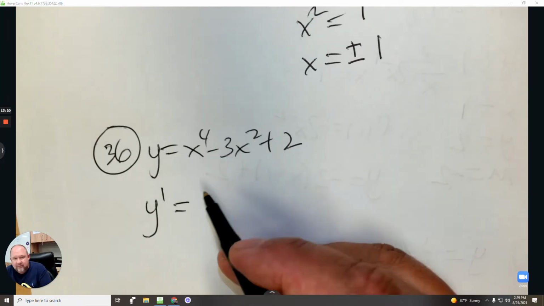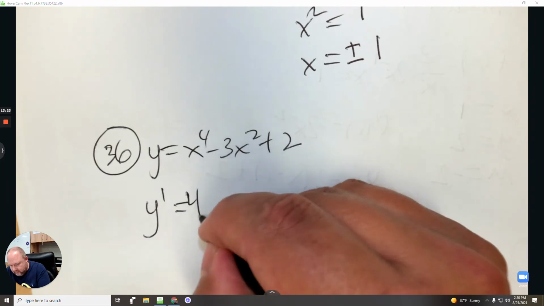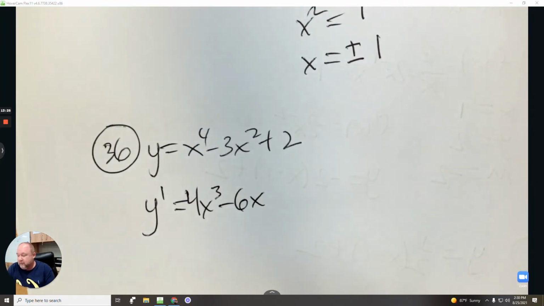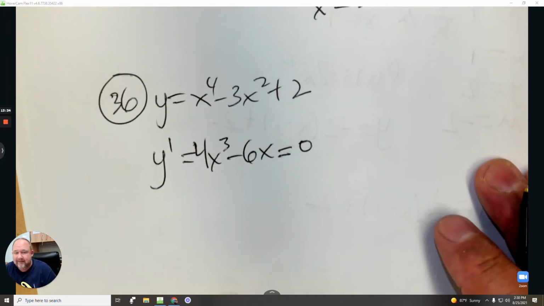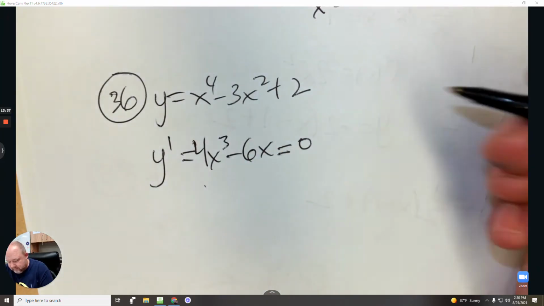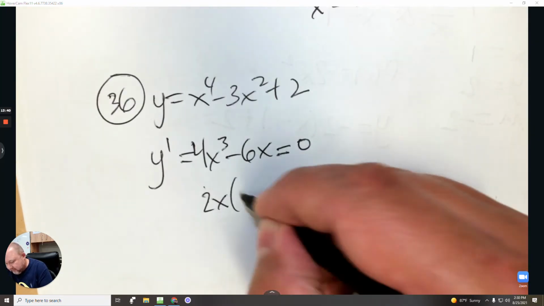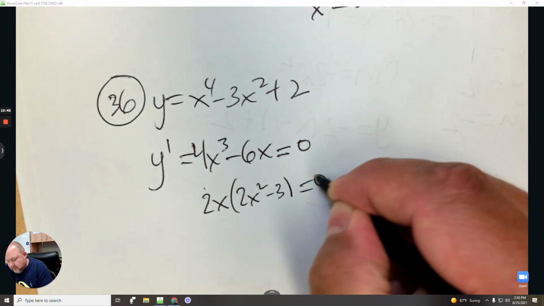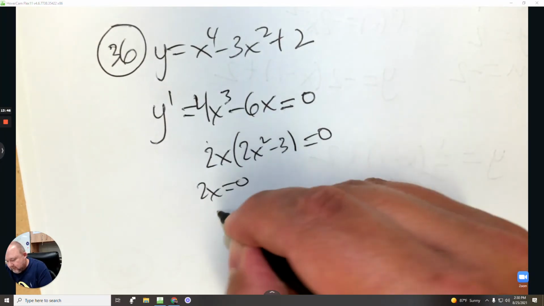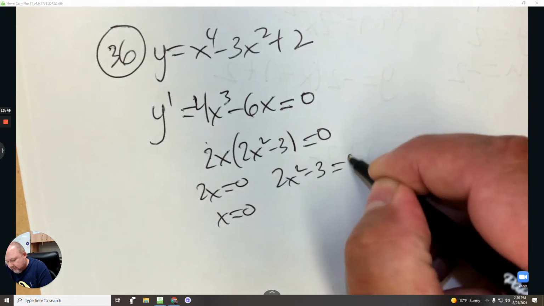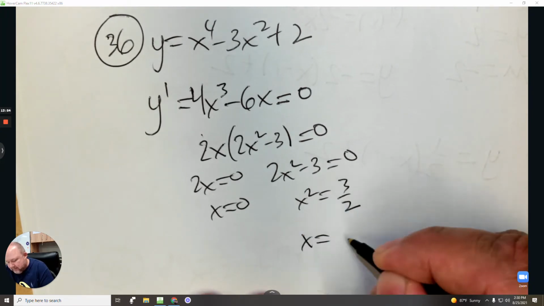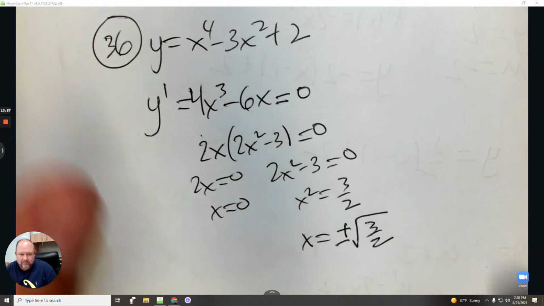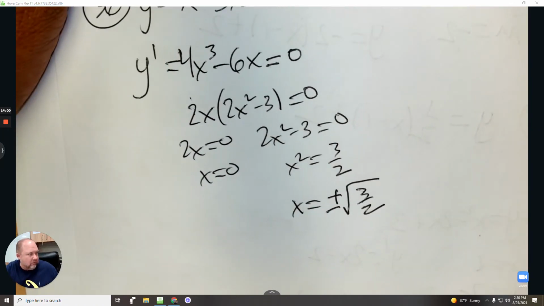36, I'm going to take the derivative, press pause. Take the derivative. It says where there's a horizontal tangent, which means the slope is 0, because that's the slope of a horizontal line. Solve this. So we're going to factor out a 2x. So one solution is 0. The other solution, I'm going to add 3 and divide by 2. When I take the square root here, it's positive and negative. You don't have to simplify. It's just positive and negative the square root of 3/2. Done.